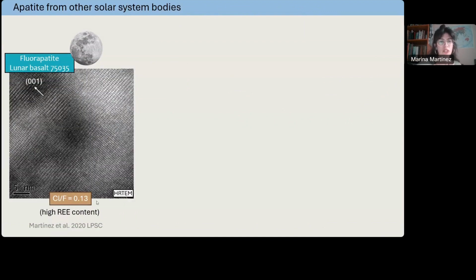The chlorine to fluorine ratio is also basically fluorapatite, but it has a really high rare earth element content, which is not really well understood. What does this imply in the microstructure of apatite?